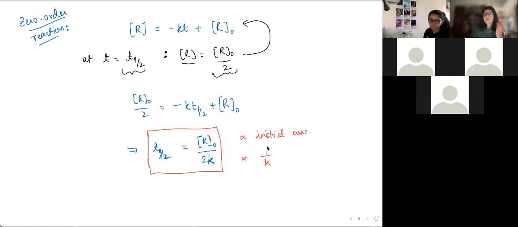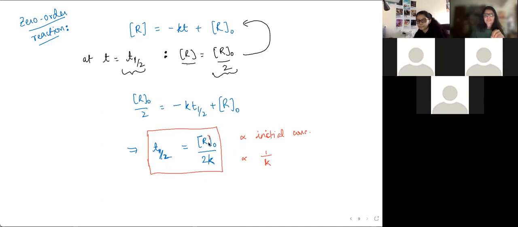And if you have to compare two different reactions, like suppose R naught is constant, I take 1 molar HI and 1 molar NH3, and if I want to compare the decomposition for both, whichever has the larger rate constant will take less time to get to half. Okay, so that's kind of how you can use it for analysis.